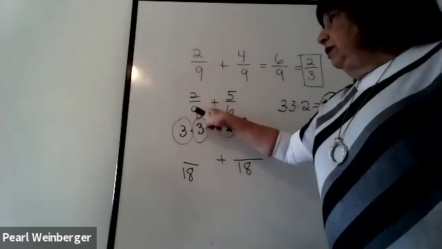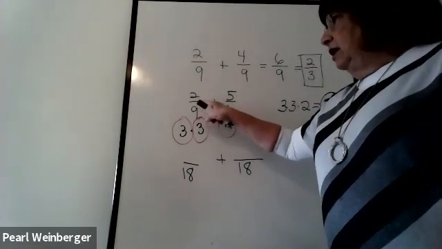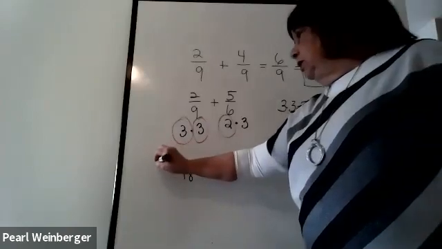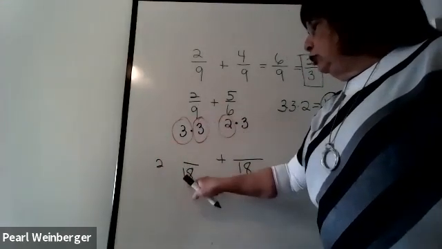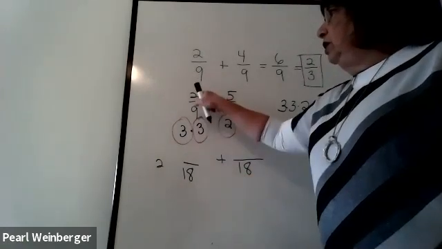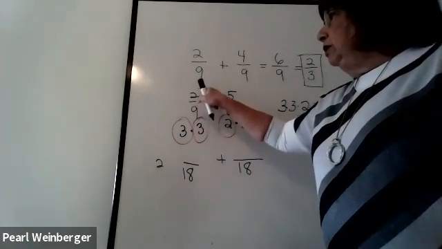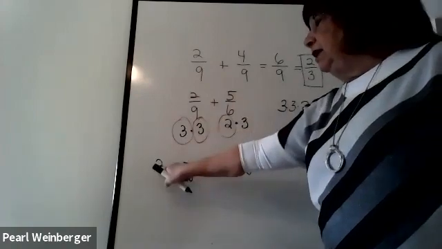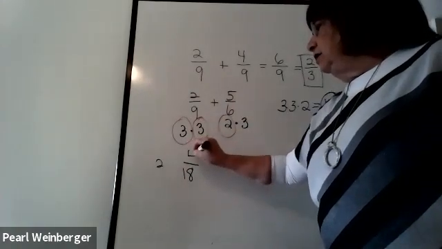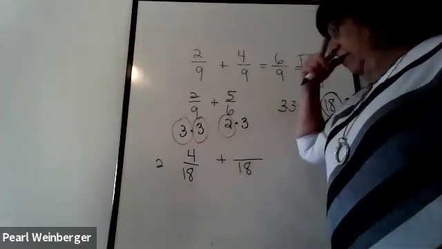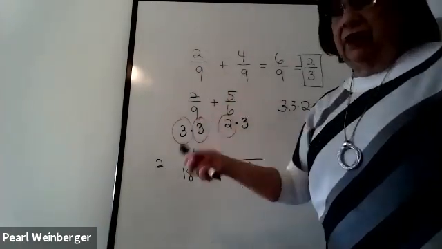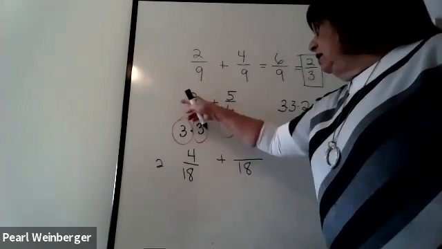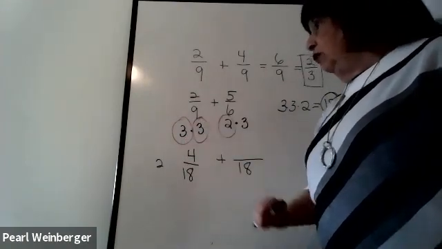So I started out with this denominator being 9. 9 into 18, I'm going to just put it over here, is 2. I multiplied this 9 by 2 to get 18. So therefore, the 2 in the numerator has to be multiplied by that 2 as well. So that gives me 4 over 18. If you think about it, 4 over 18 and 2 over 9 are the same value. This is the reduced value of 4 over 18.